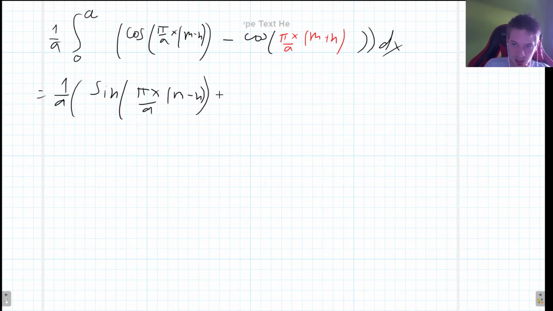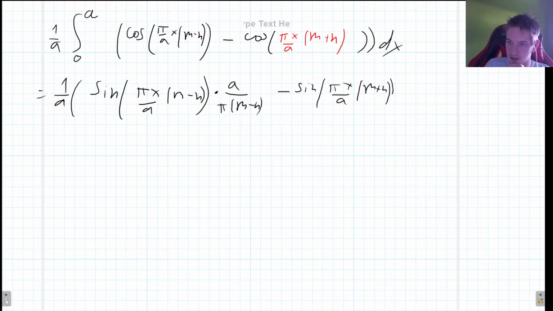And don't forget, because of the chain rule, we have to multiply by the inverse, basically 1 over the derivative of this, minus sine of pi x over a times (m plus n), times a over pi (m plus n). Yes, and this whole thing has to be evaluated between 0 and a. So let's do that. We can cancel out this a with this here, and now let's evaluate.